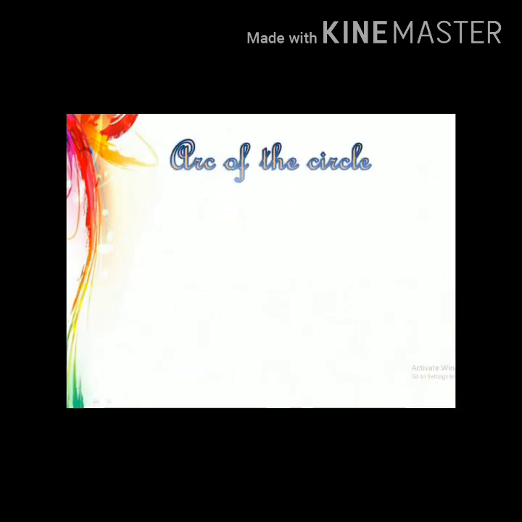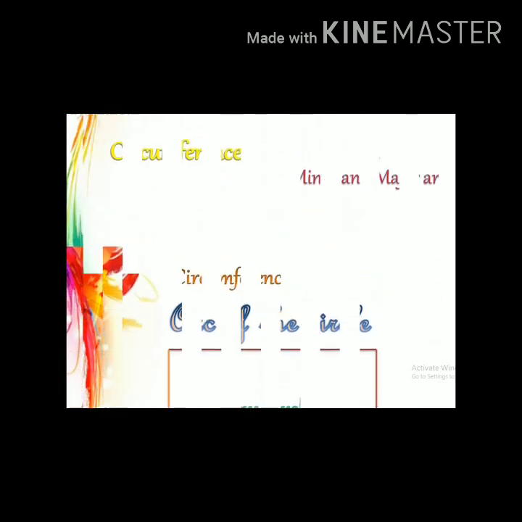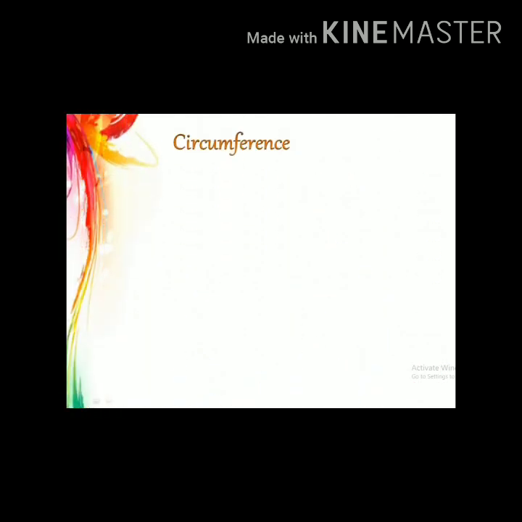Arc of the circle is divided into 3 main categories. It is circumference, semicircle, minor and major arc. Let's learn one by one. Let's learn about circumference first.